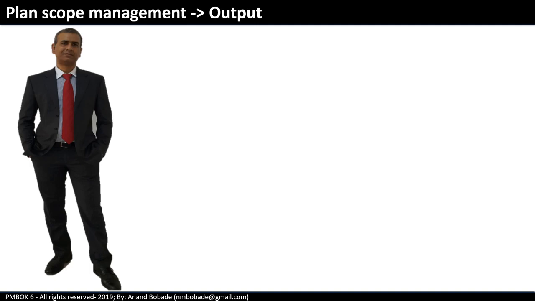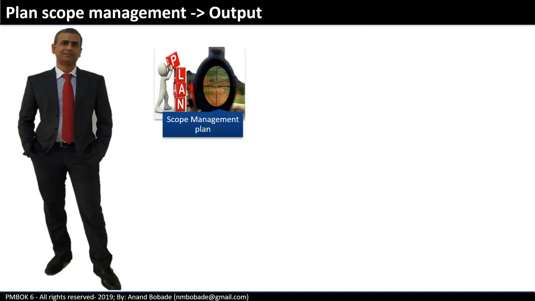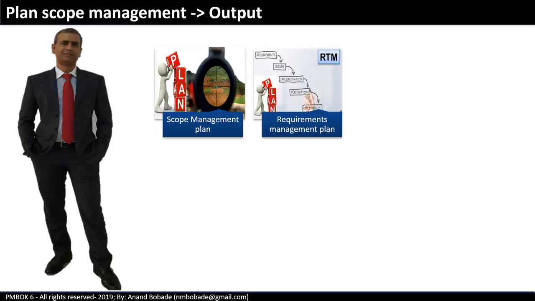There are two outputs for this process: scope management plan and requirements management plan. These plans outline all the other processes in the scope management knowledge area.